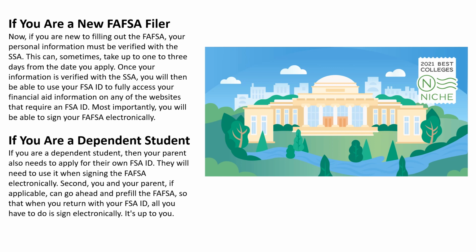If you are a dependent student, then your parents also need to apply for their own FAFSA ID. They will need to use it when signing the FAFSA electronically. Second, you and your parent, if applicable, can go ahead and pre-fill the FAFSA so that when you return with your FAFSA ID, all you have to do is sign electronically. It's up to you.